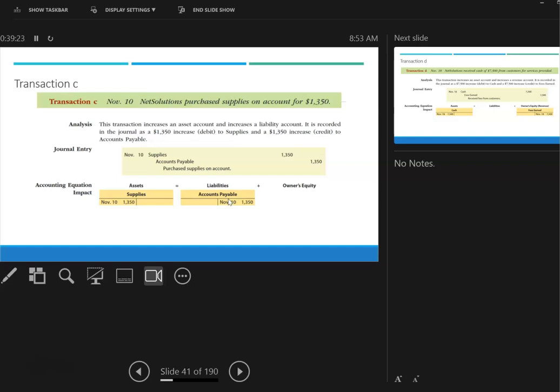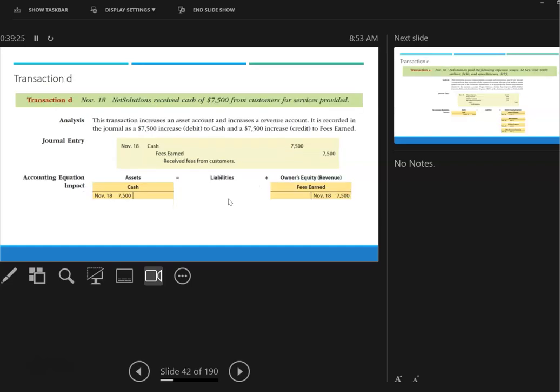Next, Net Solutions received cash of $7,500 from customers for services provided. We would debit our cash, and do you see why we would credit fees earned? We earned that money. Do you see over here cash is debited and our fees earned are credited? Do we still balance?